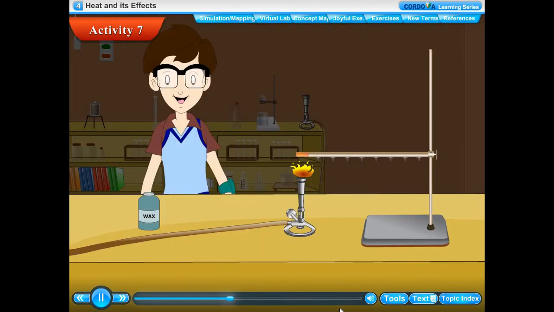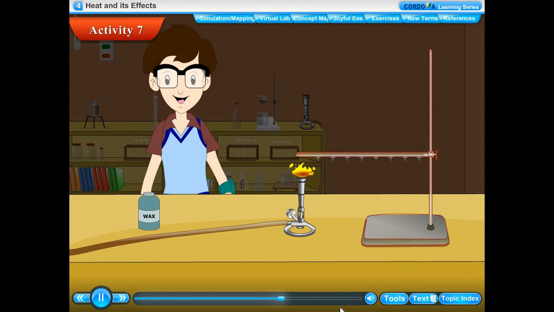Observation: we will see that the nail nearest to the heated end of the rod falls down first, then the next, and finally the nail farthest from the flame drops off last. Conclusion: these observations can be explained as follows. The burner is placed below the free end of the copper rod.